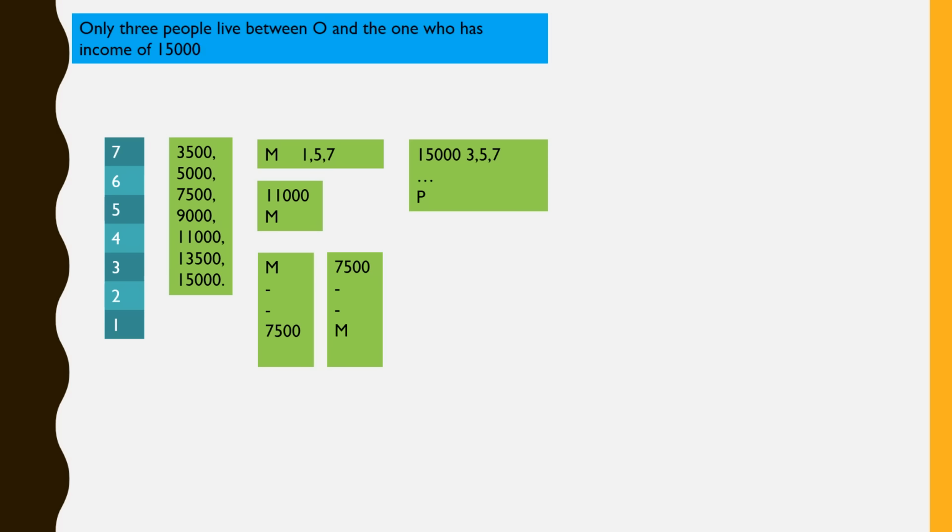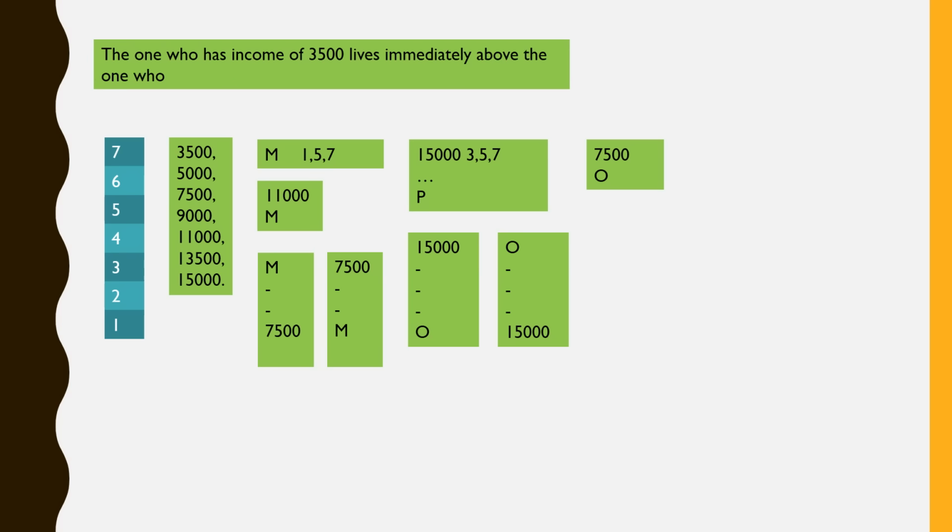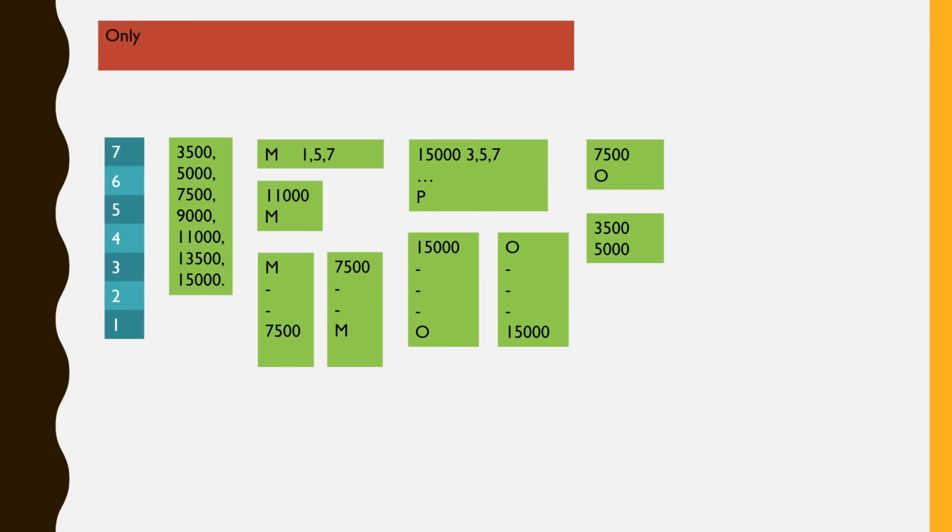Next statement: only 3 people live between O and the one who has an income of 15,000. Again it has not been mentioned whether O lives above 15,000 or 15,000 lives above O. So again 2 possibilities are there: 15,000 dash dash dash O or O dash dash dash 15,000. Next statement: the one who has an income of 7,500 lives immediately above O, which means 7,500 and immediately below it will be O. Next, the one who has an income of 3,500 lives immediately above the one who has an income of 5,000, which means 3,500 then 5,000.